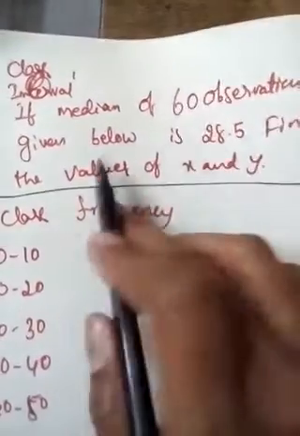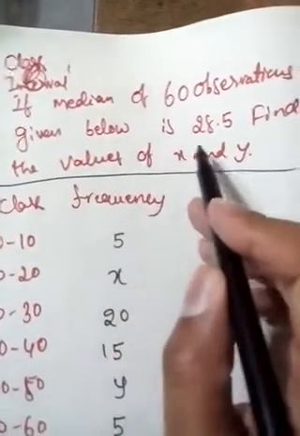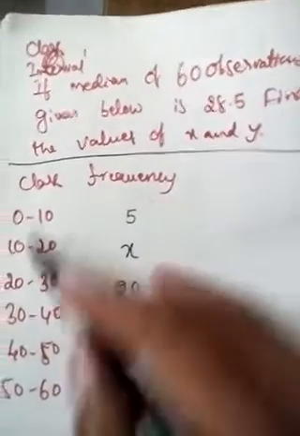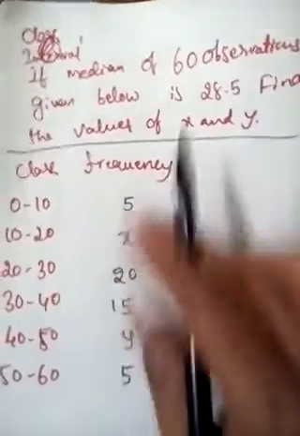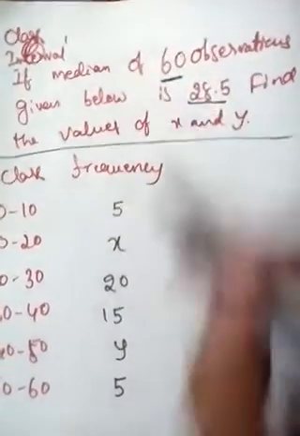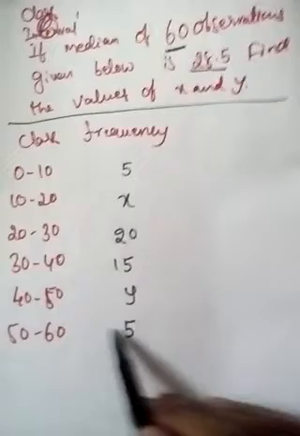The median of 60 observations is given as 28.5. Find the values of x and y. Here the classes and frequencies are given. The median is 28.5, and how many observations are there? 60. This means if you add all these frequencies, you will get 60.